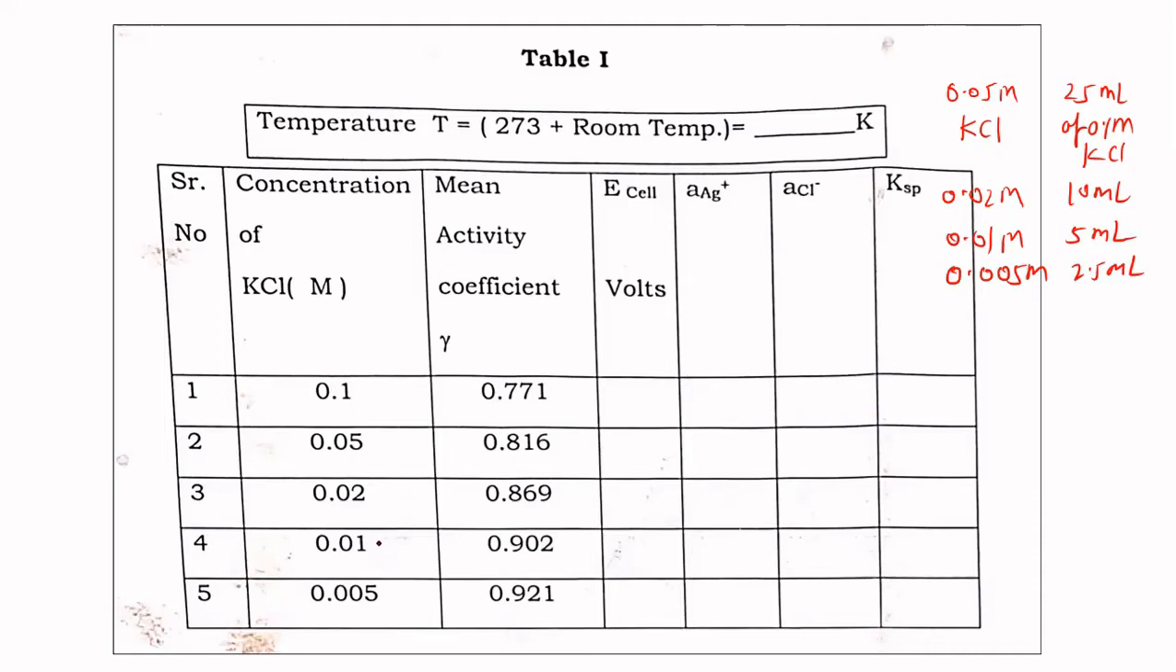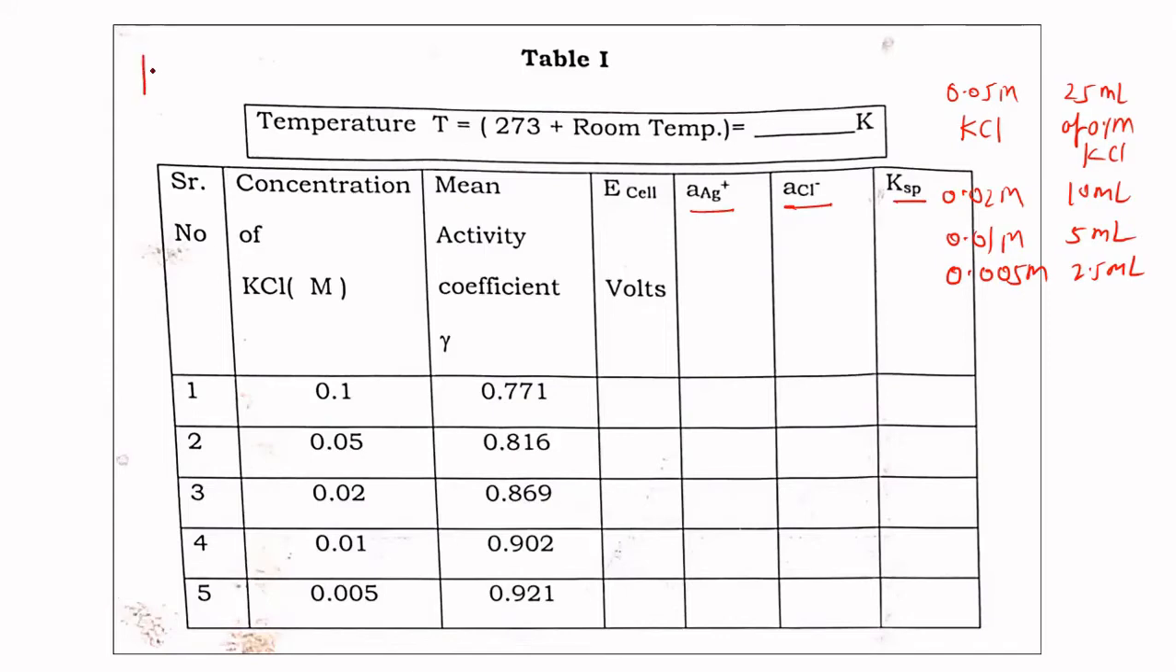These are the molarities, concentrations. Now this is the activity coefficient of that particular concentration. It can be used when we are doing the calculation. Then here we have to write the EMF of the cell. Then with the help of the equation, we can determine the activity of the silver ion, the activity of the chloride ion, and the final calculation is Ksp.